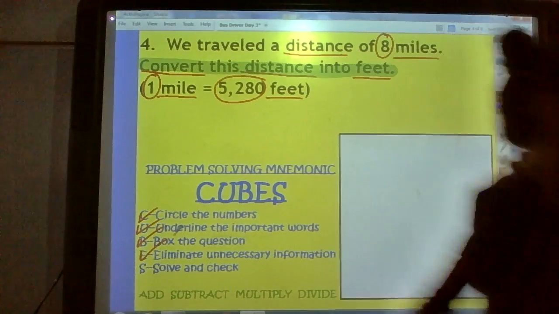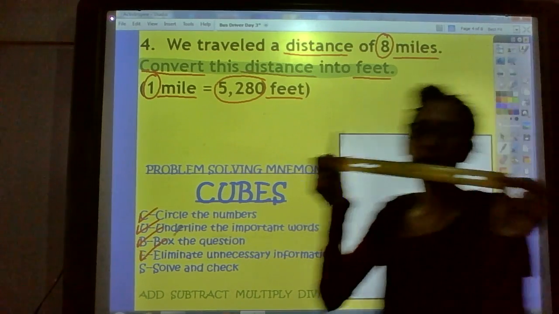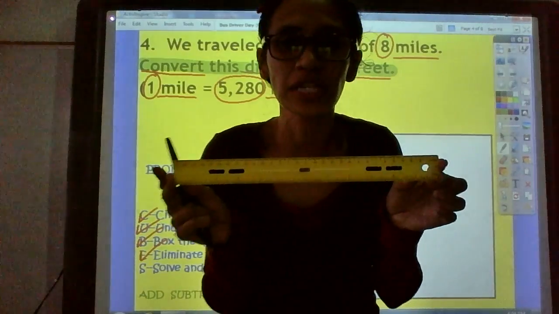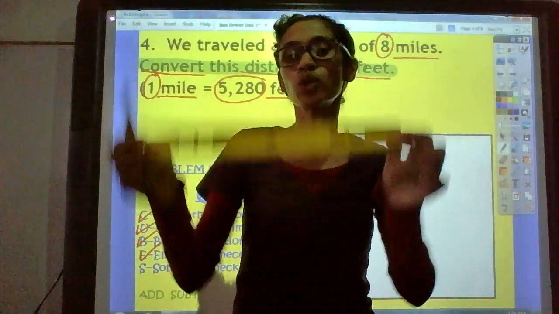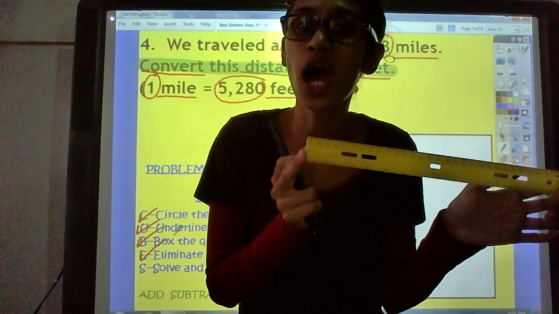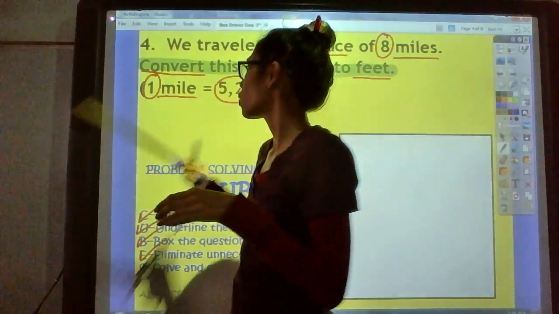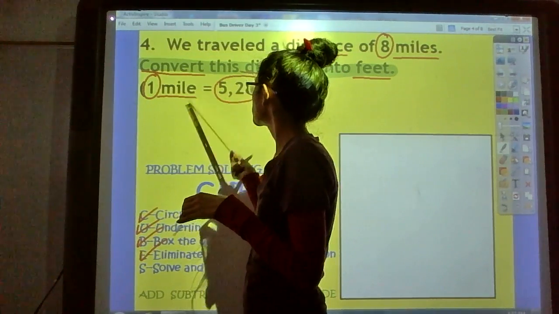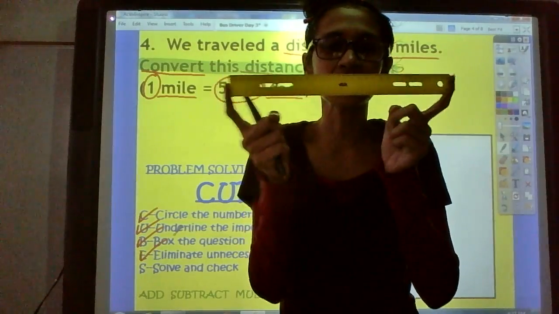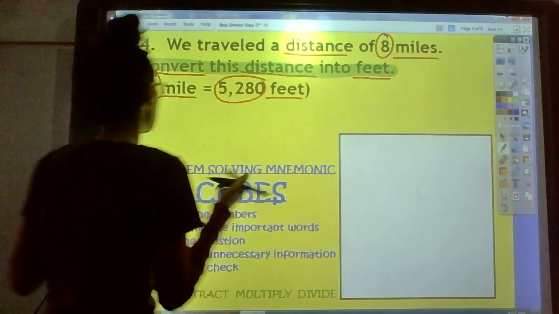Let me go get a foot for you. Bam! I am back with a foot. What kind of foot is that? That's a ruler. It is a ruler and it measures 1 foot, which is the same thing as 12 inches. You should already know that. Now, we know that 1 mile has 5,280 of these in it.